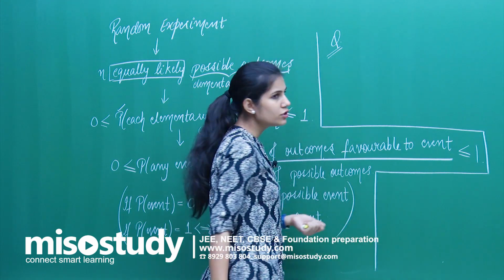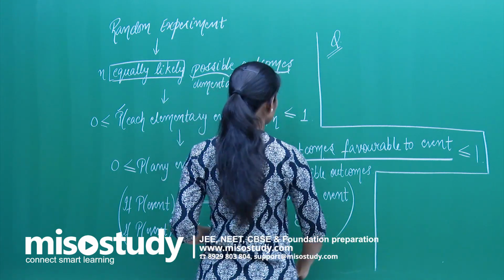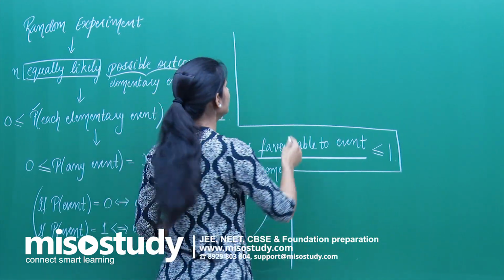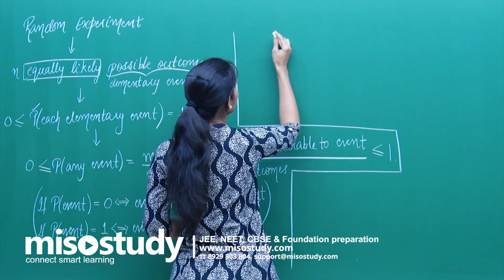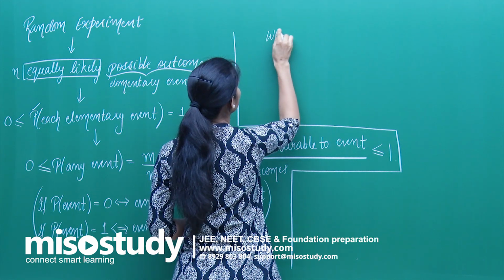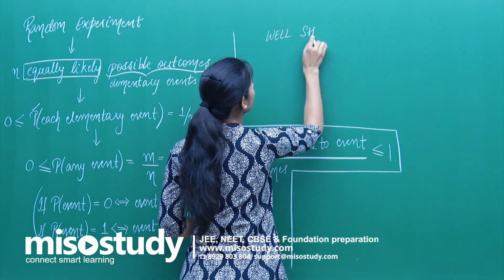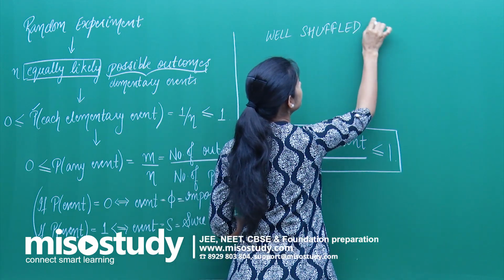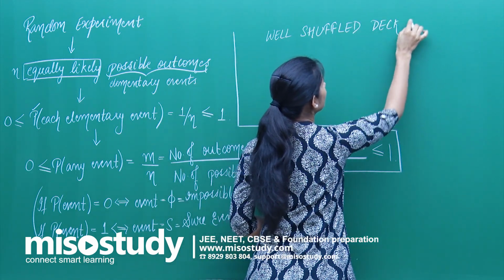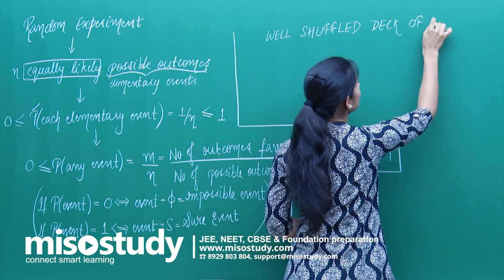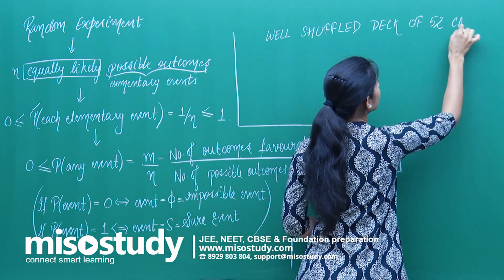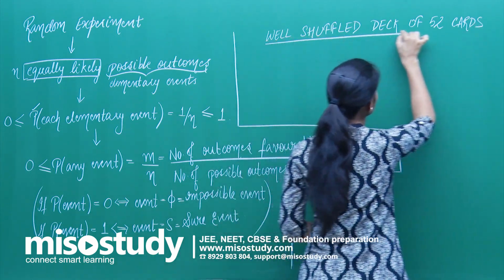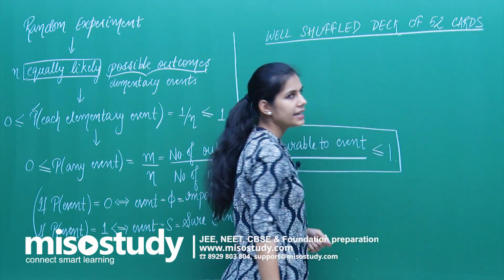Now, before I move on to what the question is, let me talk about this concept over which the question will be asked. We are going to talk about a well shuffled deck of 52 cards. These are your well shuffled deck of 52 playing cards.